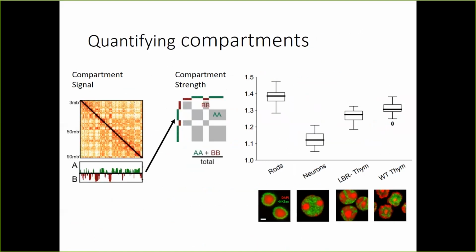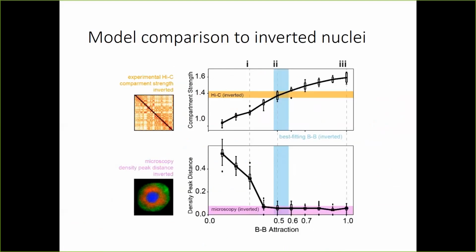When you do that analysis on our different types of chromatin, what you see is that rods and wild-type thymocytes and LBR null thymocytes have a decently high compartment strength, whereas neurons are a little low. And this is a little surprising because the rods, the LBR null thymocytes, and the wild-type thymocytes all have very different nuclear morphologies, at least as far as the distance of heterochromatin to the lamina is concerned. We'll come back to this later. But for now, we're just going to focus on varying the BB parameter and seeing if we can get it to match Hi-C and microscopy in our model.